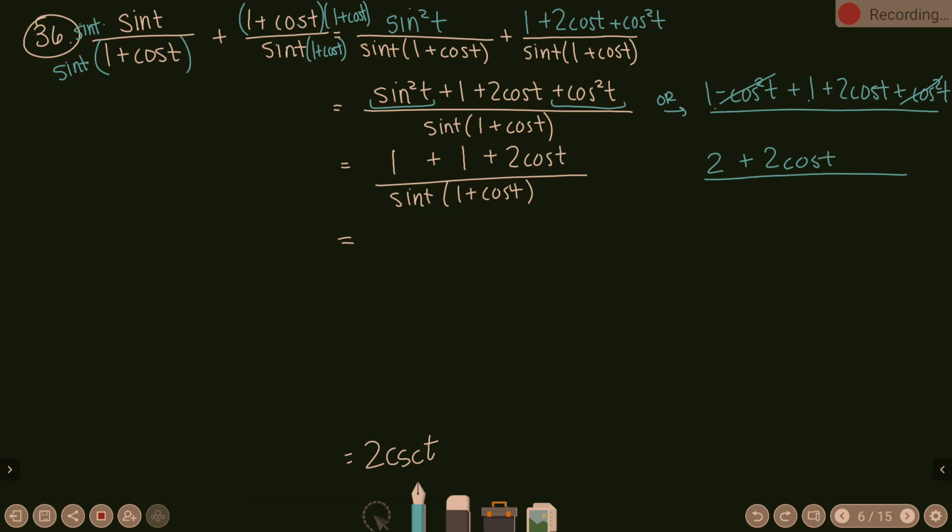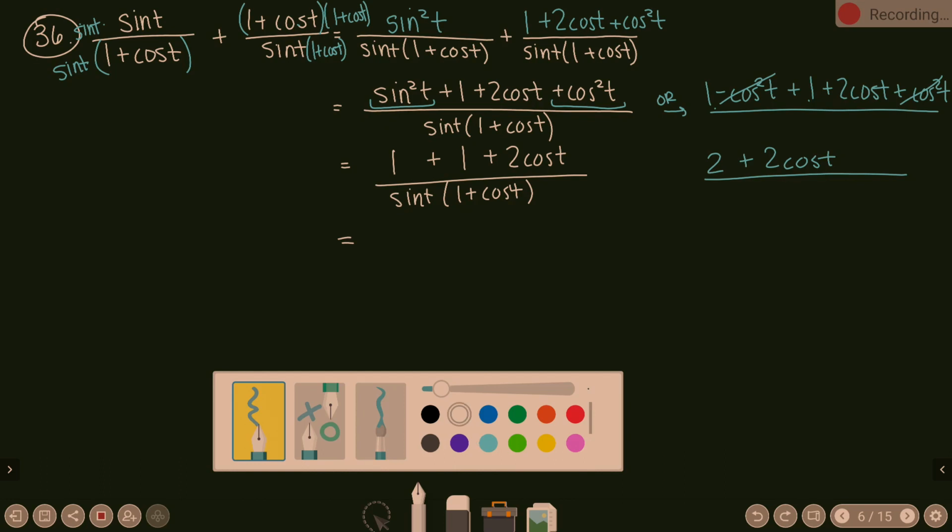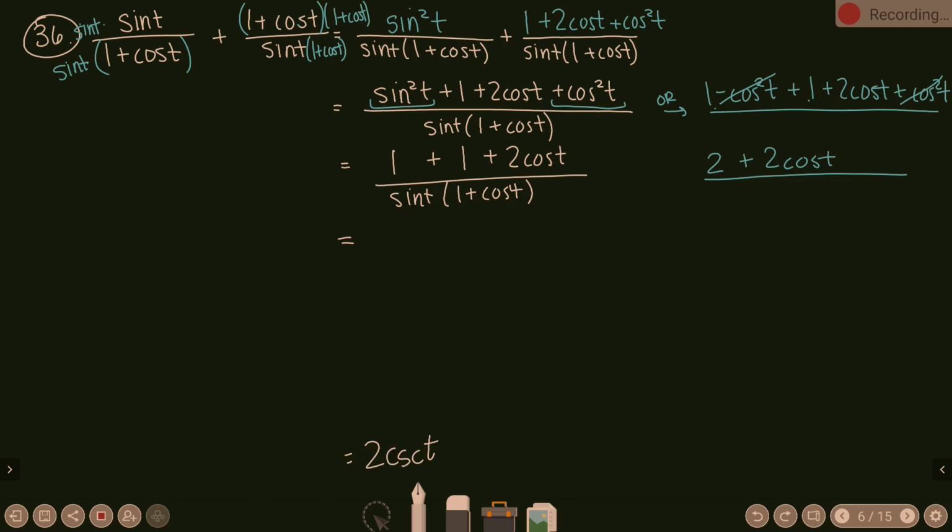Okay, so legit both ways, right? Like terms, 1 plus 1 is 2, and I have 2 plus 2 cosine t over sine t times 1 plus cosine t. Okay, so just to prove to you that the step you took is good, I think you were just not going to this step correctly.